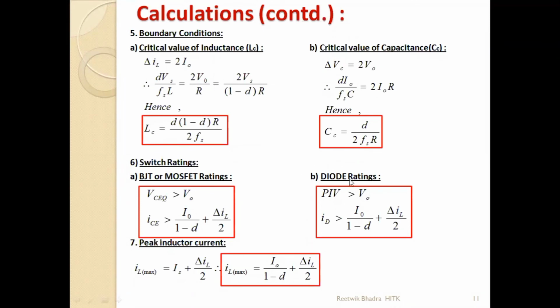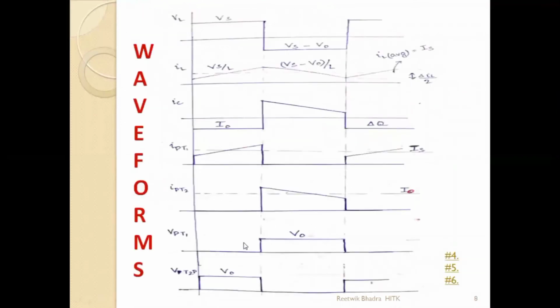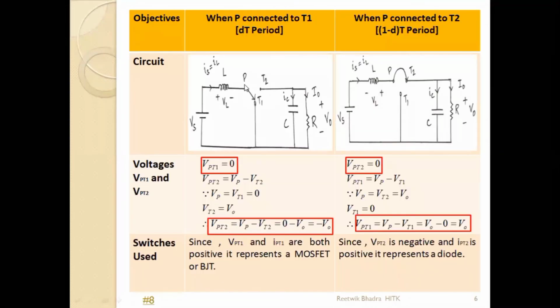Now BJT and diode ratings. Going to the figure. Positive current PT1, positive voltage. So which one, MOSFET or BJT? Maximum voltage, what is this? V0. Maximum current, what is the average current through it? When P is connected to T1, what is the average current through it?